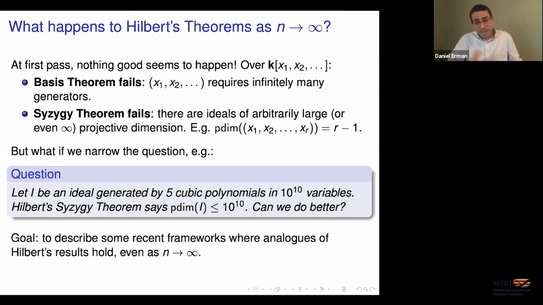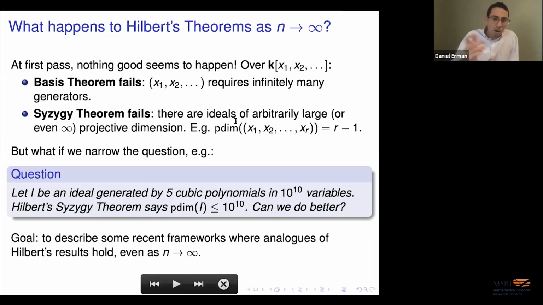Hilbert's Syzygy theorem would tell us that the projective dimension is at most 10 to the 10. But I suspect, even if you haven't studied this before, you might have the intuition that that's absurd, that for 5 cubic polynomials, there's no way the free resolution could go on for billions of steps. There must be a way to do better. And so that's maybe an intuition. We'll start sharpening that with Stillman's conjecture on the next slide.